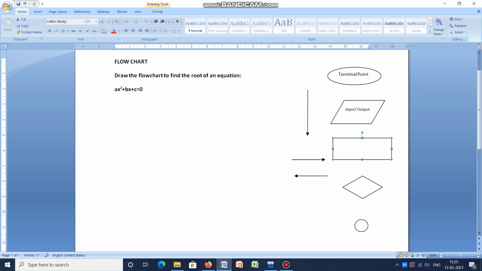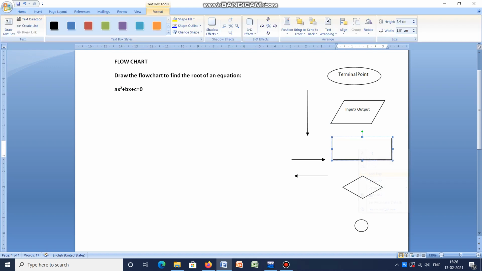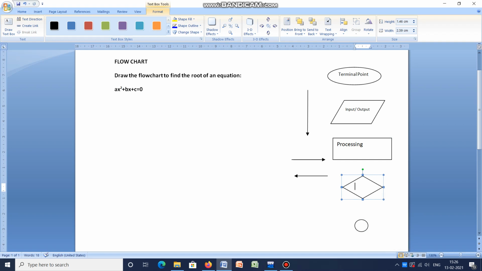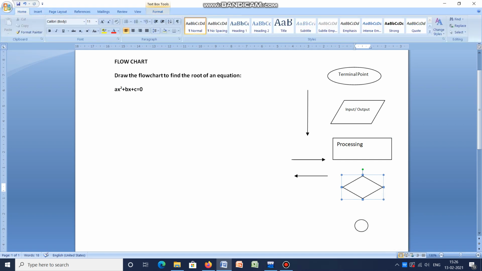This is the processing block. Processing means whatever process related operations are there in the program, adding, subtracting, all these things will be done here. So this is the processing operation box. This is very important one. This is decision making.